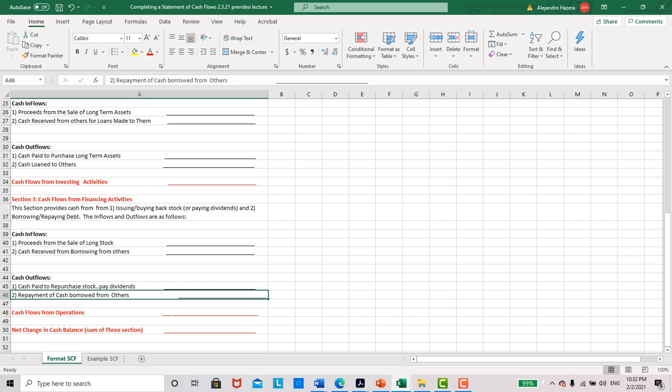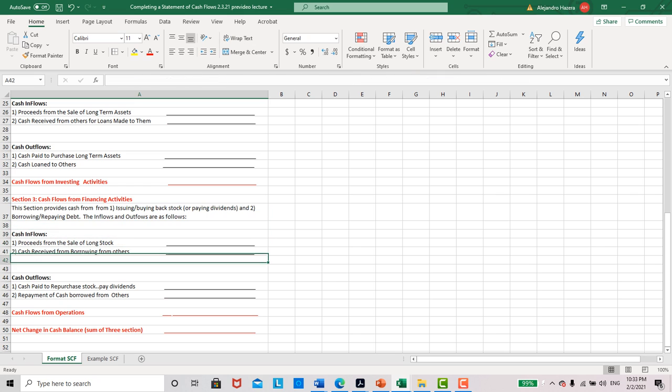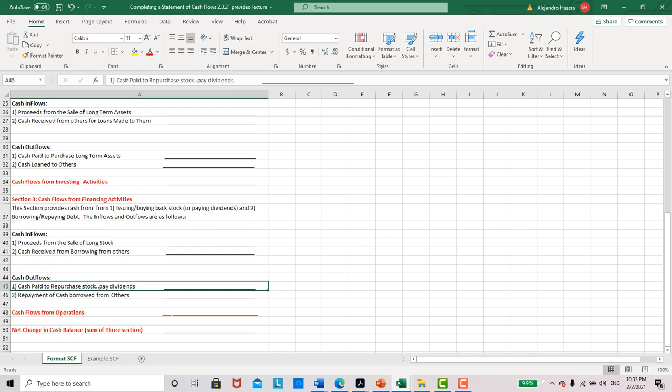Keep in mind there's two activities here. One is issuing and buying back stock. The inflow is you issue stock. The outflow is you buy it back or pay dividends. And then the next activity is borrowing activities. The inflow is you borrow cash. The outflow is you repay the money you borrowed. Payment of cash borrowed from others. Perfect description. That'll give you cash flows from financing.